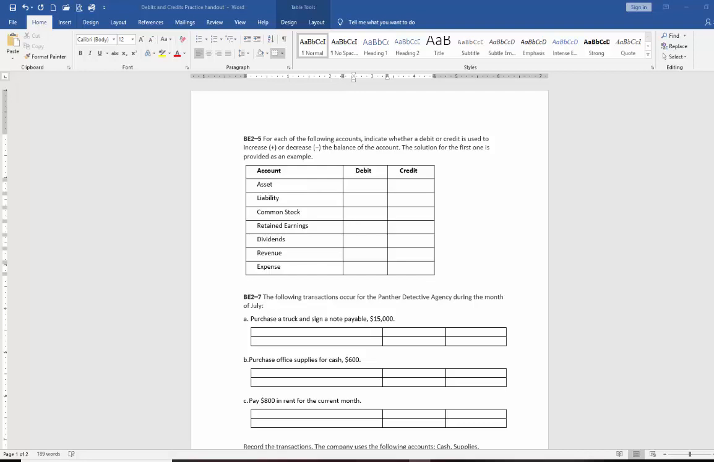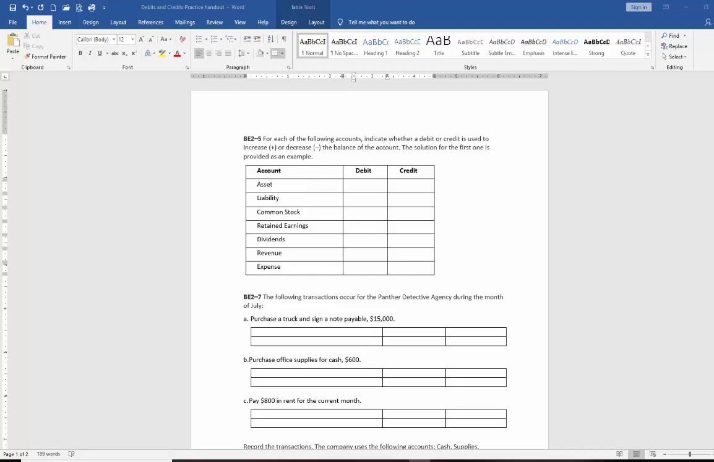In this video we're going to practice using debits and credits to record accounting transactions. If you haven't watched the previous video about debits and credits or you don't know anything about them, you might want to take a look at that. If you're in my class you probably have copies of these exercises. If not, no problem, you can just follow along.